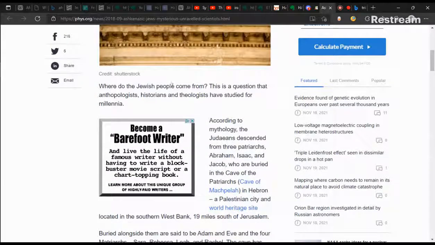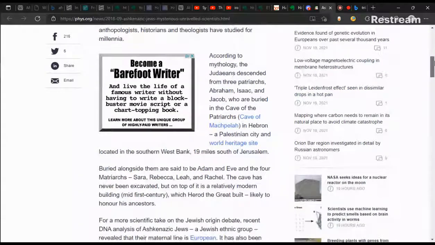He says, where do Jewish people come from? This is a question they've obviously been wanting to find out for millennia. And obviously they know that the cave with the patriarchs, Abraham, Isaac, and Jacob, who are buried in the Cave of the Patriarchs in basically Hebron in the West Bank. It says buried alongside is Adam and Eve. So that's important. We don't have those ancient genetics. And obviously Sarah, Rebecca, Leah, Rachel. The caves have never been excavated. That's very important. The caves have never been excavated.